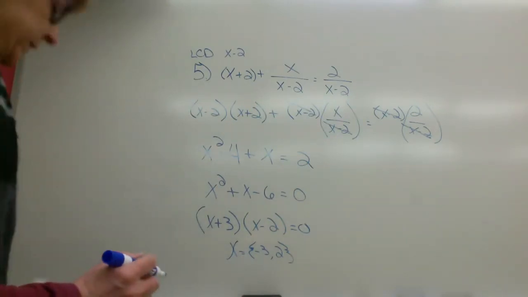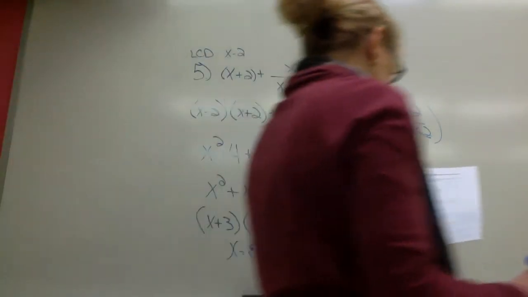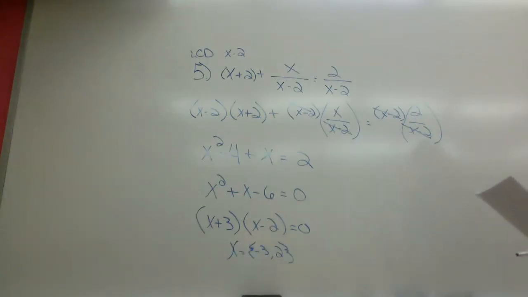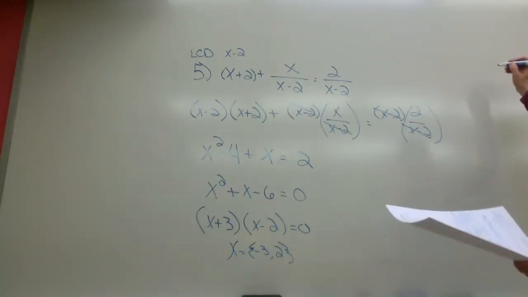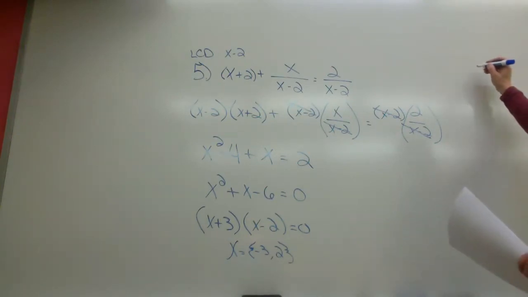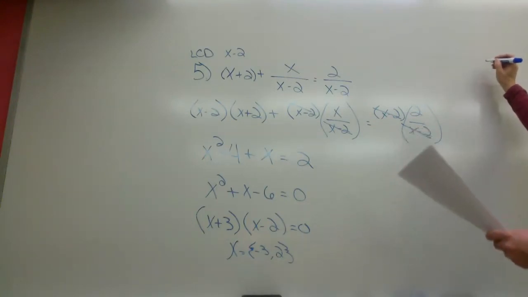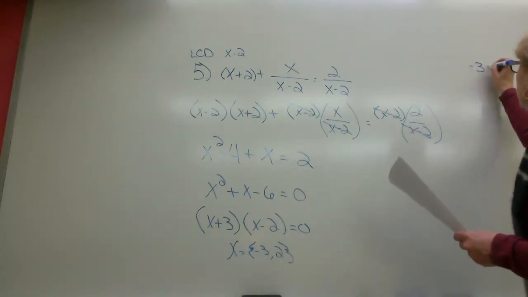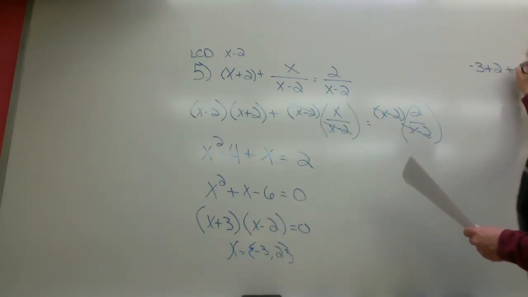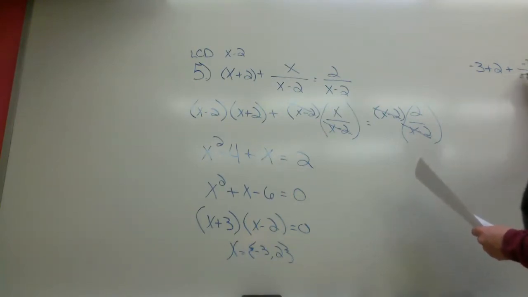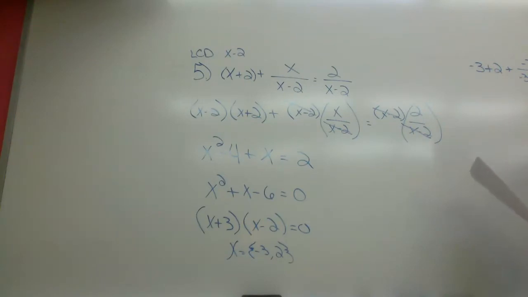Okay, so now I want to substitute that back in to make sure that it is in fact a solution, or that they both are solutions. So the first one, x is negative 3. For my first equation, I'm going to have negative 3 plus 2 plus negative 3 over negative 3 minus 2 equals 2 over negative 3 minus 2.